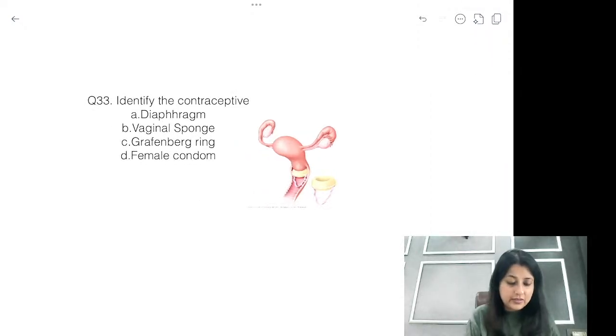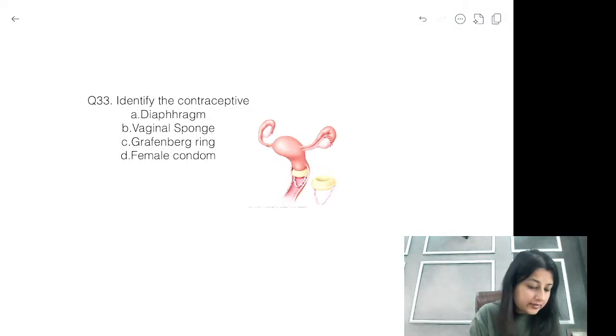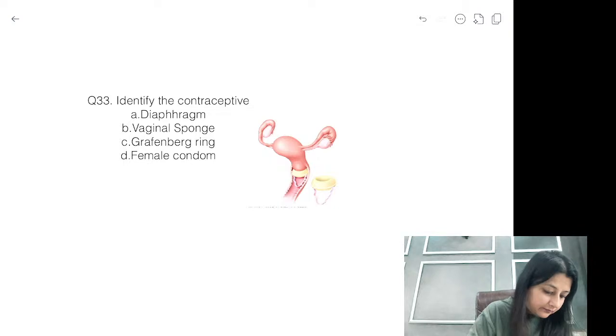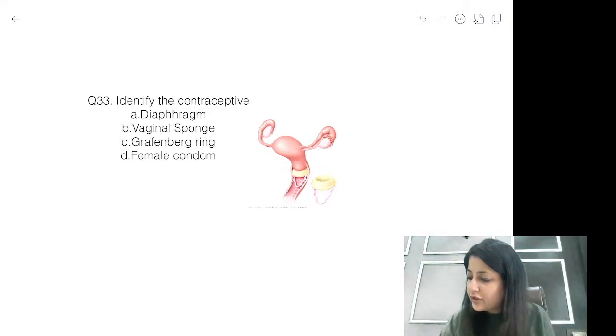बताओ ये contraception क्या है? Okay, what is this contraception, everybody? What is this contraception, guys? Yeah, what is this? Very good. सबको पता है, this is a vaginal sponge.